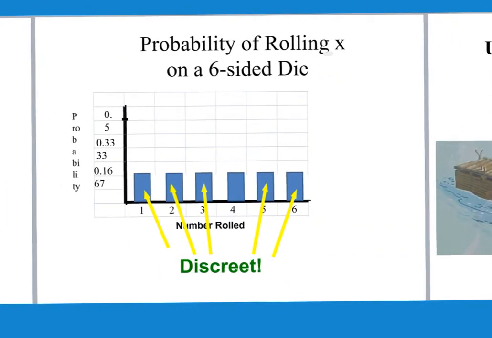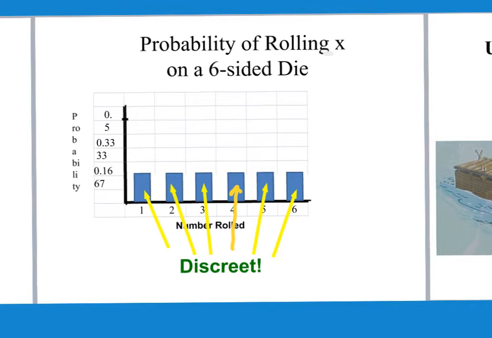As you notice here, each of these is discrete. You're only going to get one or the other. So this is a uniform probability distribution, but those are discrete numbers. You're never going to get 4.5 if you roll a 6-sided die.